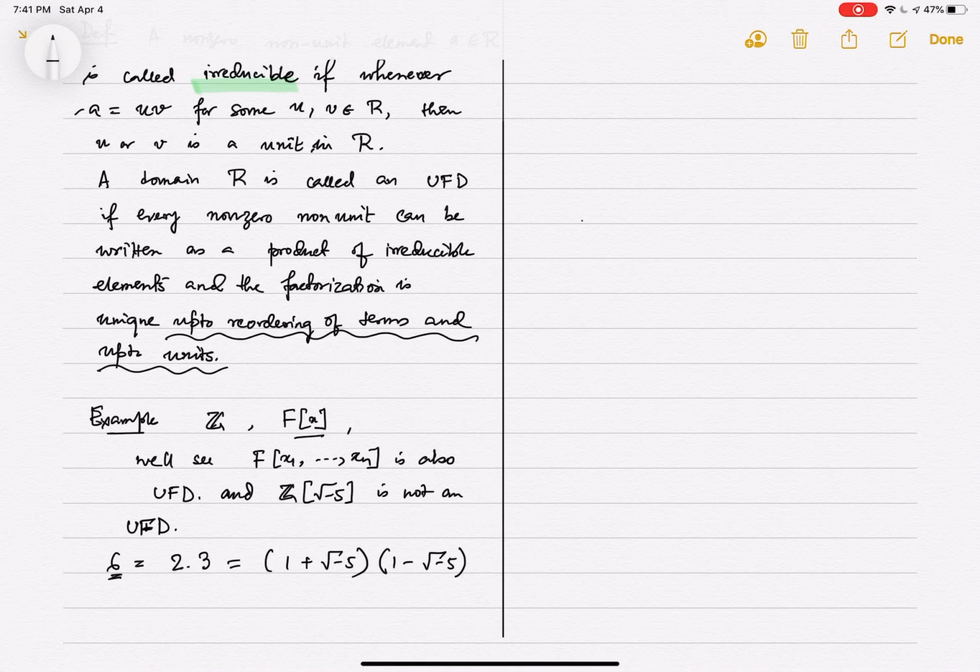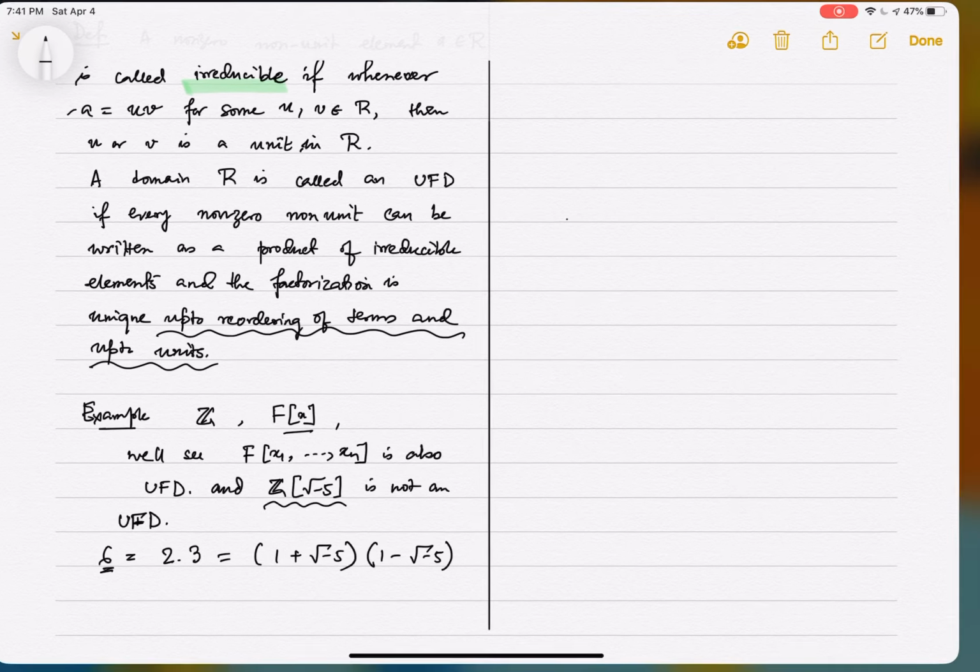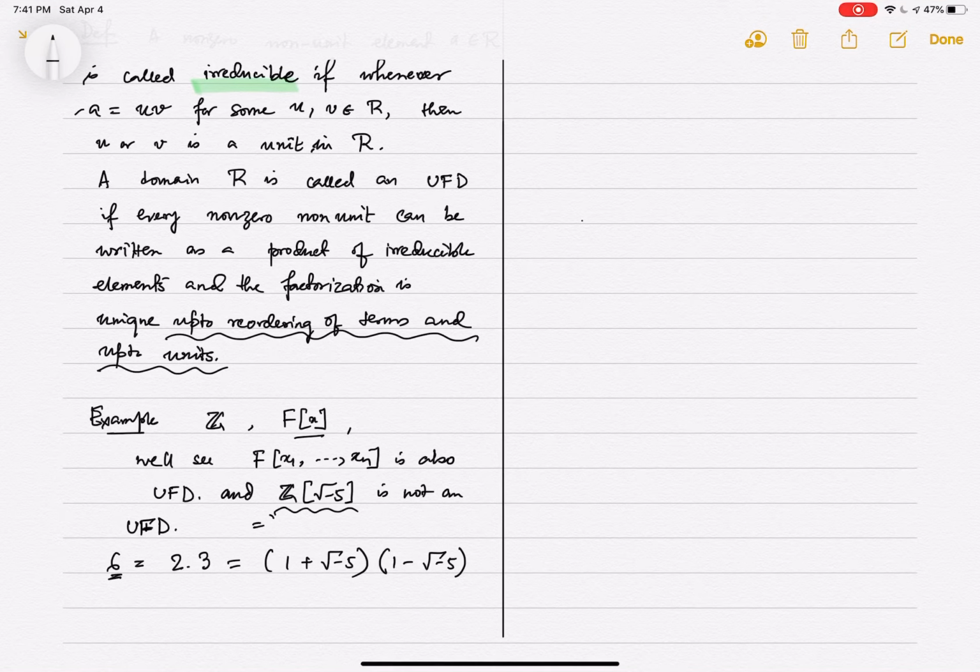This is a prime example of a non-unique factorization. This is an element in this ring. By the way, Z adjoint square root of -5 just means all numbers of this form. And you can check that this is a subring of the complex numbers. So 6 is certainly an element there. You can break it as 2 times 3, but you can also break it in another way. And this is a prime example of a non-unique factorization. We'll see that later.